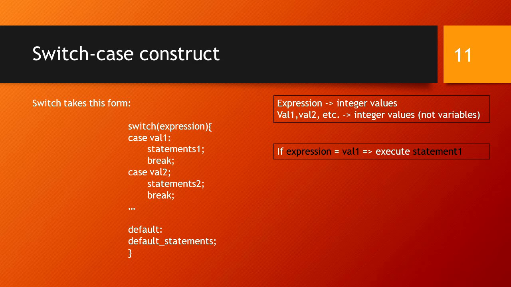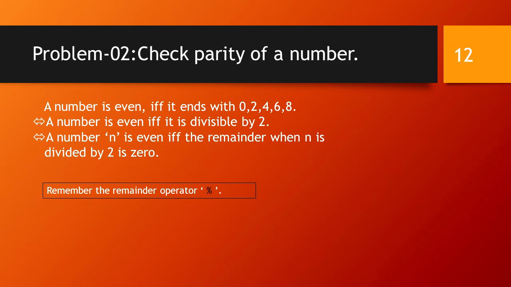If no matching label can be found, then statements following the default label are executed. The labels val1, val2, etc. must be specific numbers, not variables. Let's see a simple example of switch. We want to determine whether a number is odd or even. Here we'll use the fact that a number is even if and only if it is divisible by 2.